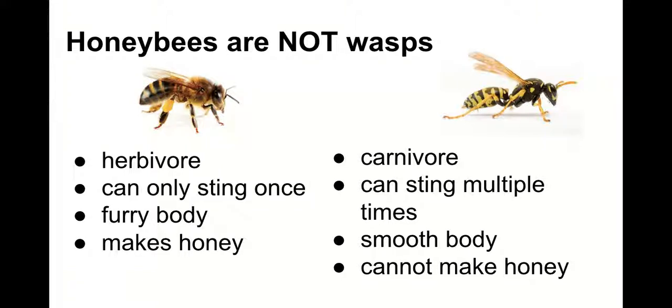Now, if you look on the right, that is a wasp. And if you look at it, it looks angry, it looks mean. It's a carnivore, which means it eats meat. It wants to eat your hamburger. It can sting you multiple times. It has a smooth body, and it cannot make honey.